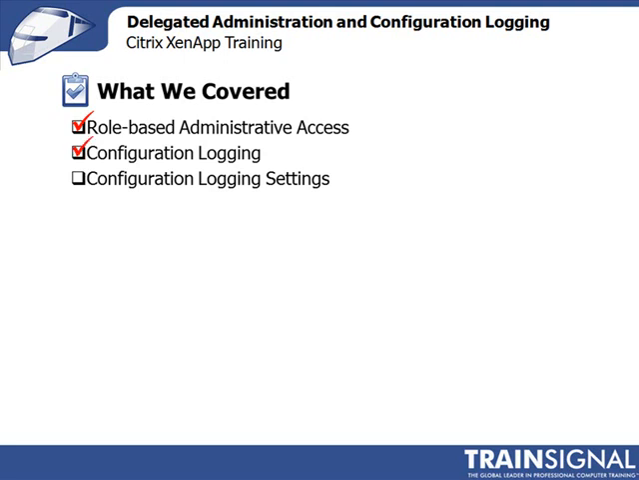Configuration logging is a way for you to track what's going on within your Citrix farm, any changes that have been made. Any manipulation of the Citrix farm gets logged to the configuration logging database. We went through and configured the logging database, went through some of the configuration logging settings, and we talked about all of those. Finally, I hope this lesson was informative for you, and I'd like to thank you for viewing.